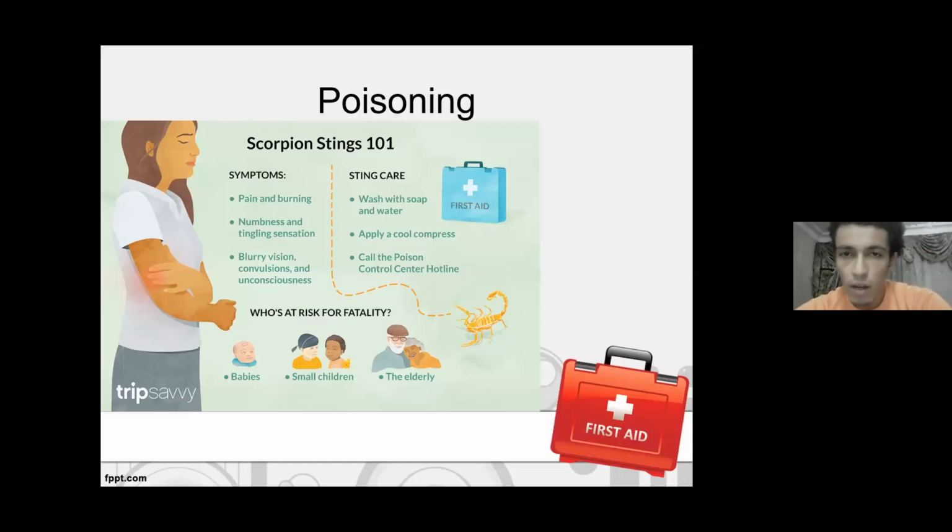So what to do? First of all, if it's available, wash with soap and water, or I can use any water without soap. Then I will use a tourniquet, or if it's not available, we can use clothes, or anything to attach it and keep the toxin localized in the place.